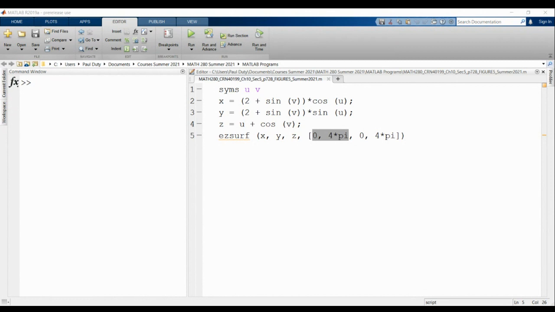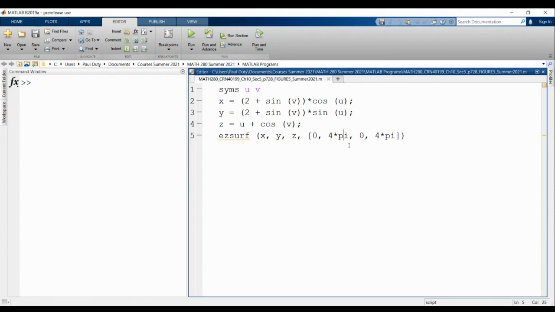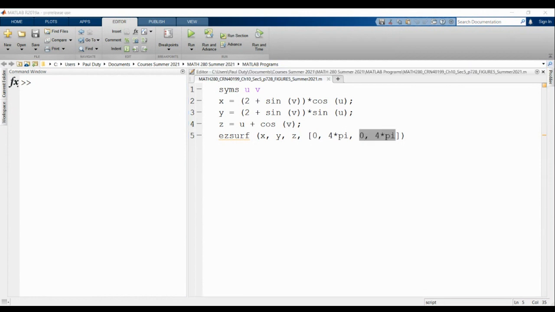Now, what about this? And I appreciate all responses. We learn even when we respond and say the wrong answer, because you're going to get the right answer. Now, what about this? That's right. What about this second 0 to 4 pi? What does that refer to?